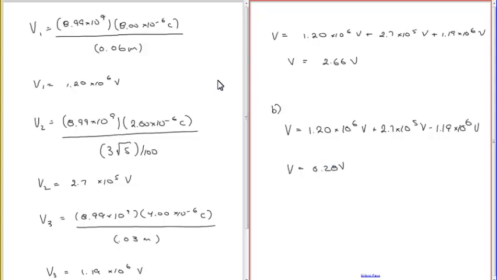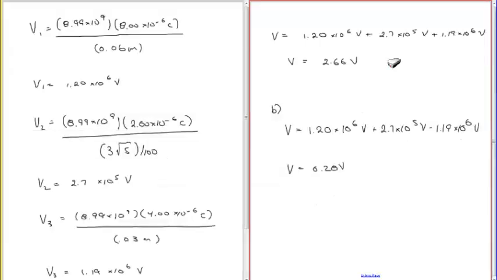So let me just stop the recording for a second, and I'll check the answer and see if we're okay. Okay, I didn't read the problem correctly. This is the one that involves the 2 microcoulombs. So this is going to be negative, and that's going to be positive. So I just have to correct this last little bit. I'm taking 1.2 minus 0.27 plus 1.19. That gives me 2.12 volts.